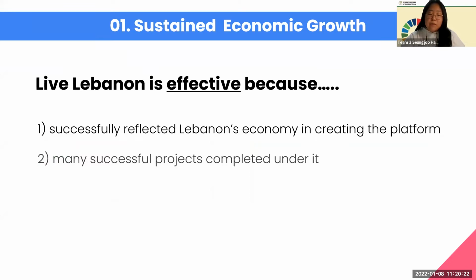The estimated 10 million Lebanese diaspora who live abroad play a vital role in Lebanon's economy, sending home 7.9 billion USD in 2017, and creating a platform where they can do that more easily, and where the money can be spent more effectively. This can be seen as a success.